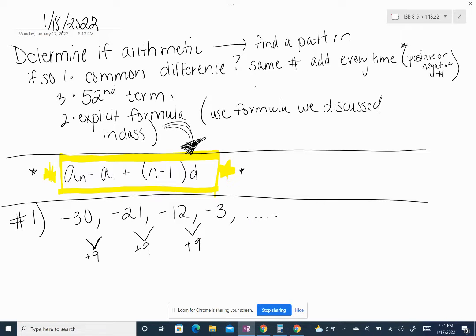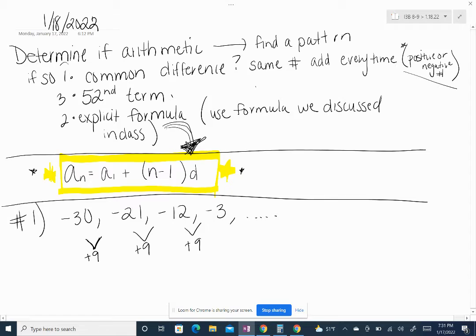All right, hello everybody. So we covered the arithmetic sequences last time, so we're going to continue to cover that today, and then you're going to have a worksheet covering that as well. So the first step is we need to determine if it is actually arithmetic, so you need to find a pattern. So the first step is going to be finding the common difference. So that's the same number you add every time. Remember, this number can be a positive or a negative number, okay?